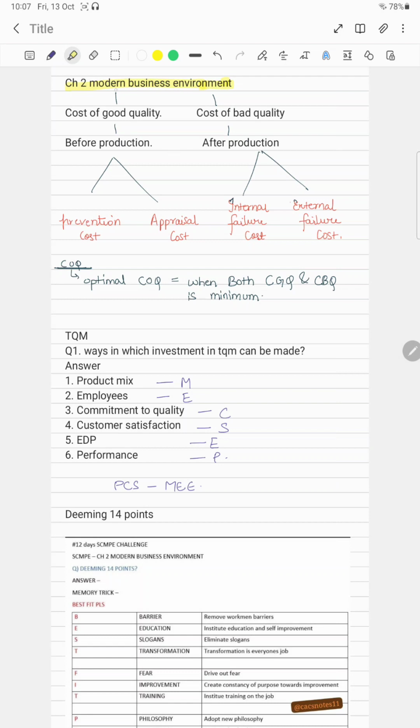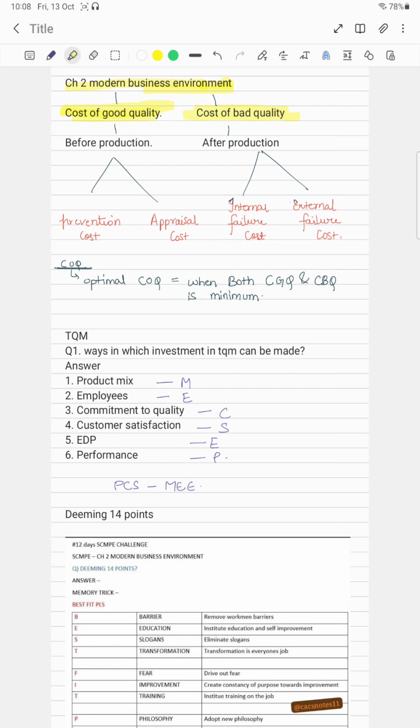In this, the first concept is regarding cost of quality. In cost of quality, there are two types of cost. One is cost of good quality and the other is cost of bad quality. So understand the concept. What is good quality? When good quality products are produced, for producing good quality, what we need to do, we need to invest.